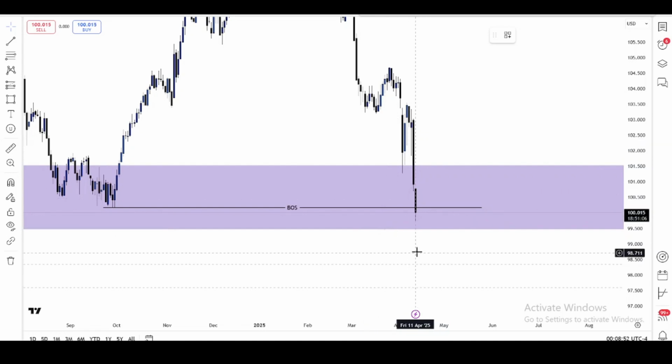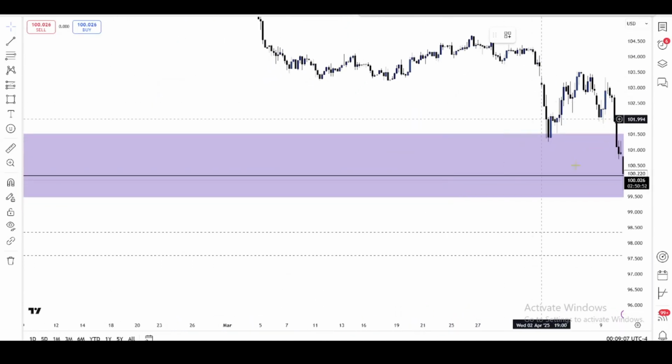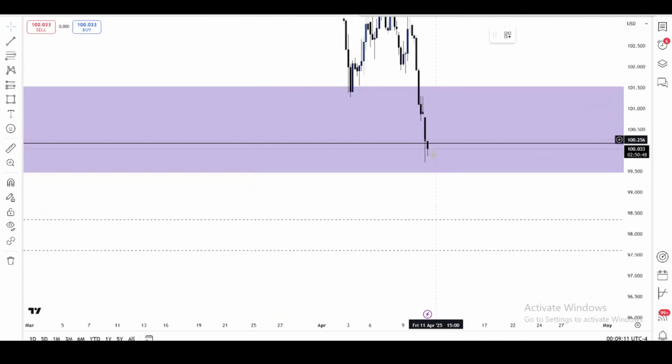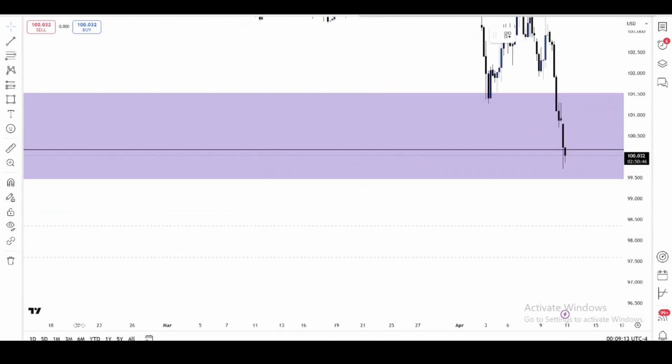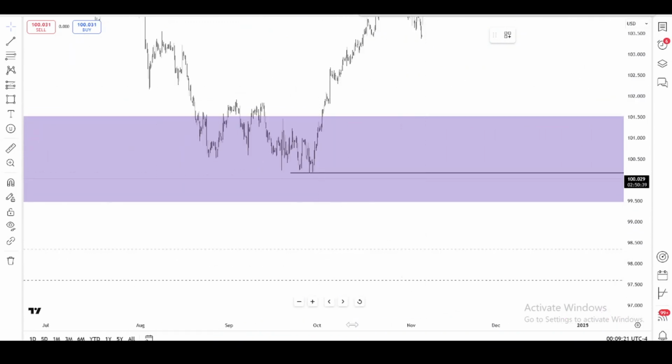All right, so here on the daily time frame, the market is still bearish. It has swept this liquidity here, giving us a break of structure here. So the next thing is to go down to the 4 hours time frame to see what it is doing. 4 hours is still bearish. Let's check where price is reacting on the 4 hours time frame.